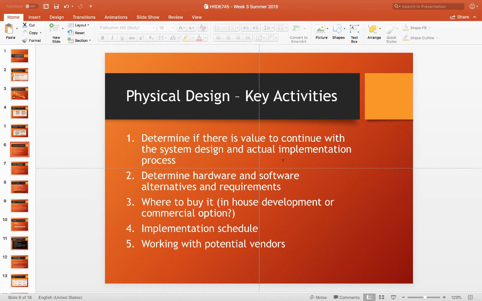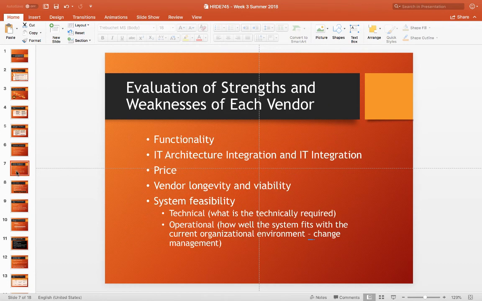Then the fourth question is, who do you select? How do you select a vendor? I'm sorry, how do you implement this, right? And what will be a good schedule? So to do that, you start working with potential vendors to understand what are those things that are important to the system, and they have different ways of actually showing you why they are the best selection for you. So the vendor selection is actually a key activity within the design, right?